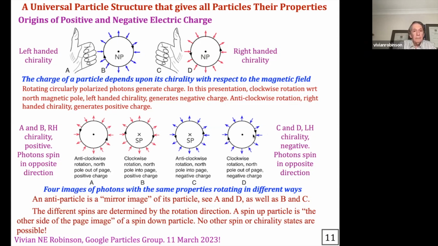Now, it's been known for a long time that antiparticles are a mirror image of particles, and this is one of those reasons. Well, this is a physical reason. The different states of spin are determined purely by the direction from which you look at it. I mean, a spin-up particle, if you use that as this case, is just an opposite side of the page image of a spin-down particle. No other spin or chirality states are possible. They are the only options you've got.